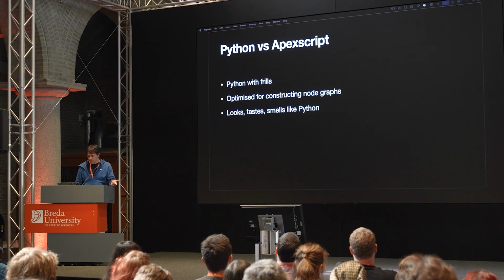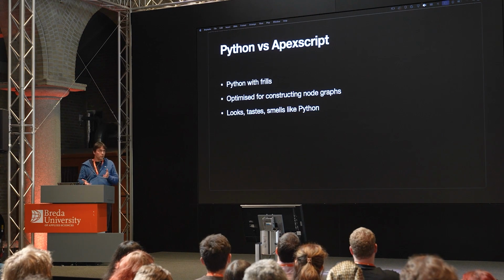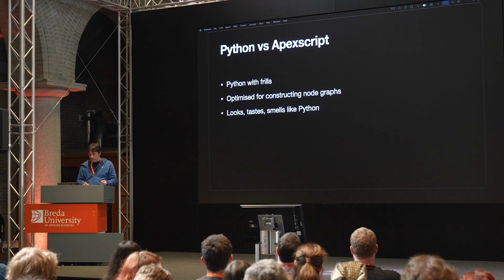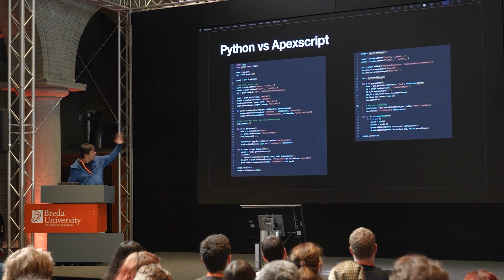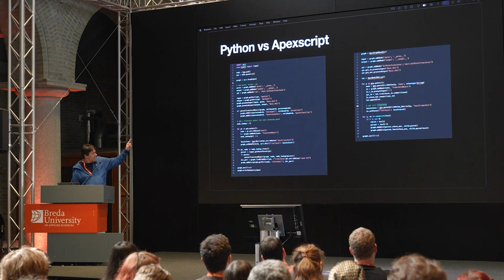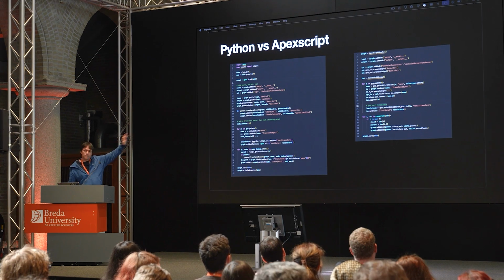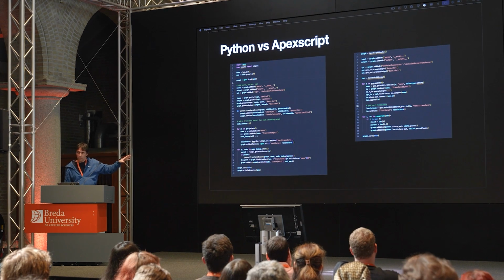So that's what Apex Script is. So Apex Script is basically Python with frills. And it's optimized for making node graphs. And it looks and feels and tastes very much like Python. So if we were to compare these two scripts, this is almost vanilla Houdini Python on the left, and this is Apex Script on the right. And you can see that it gets even more elegant. Looks and feels and tastes like Python, but it's much cleaner for making node networks.